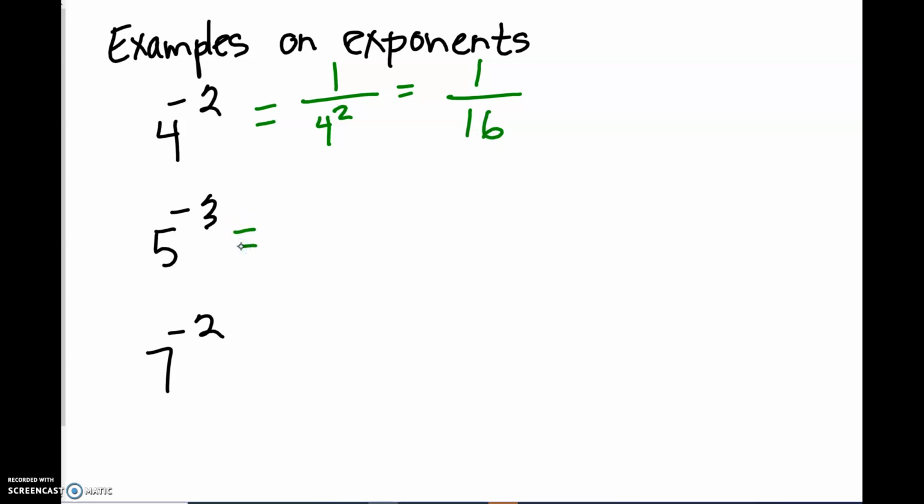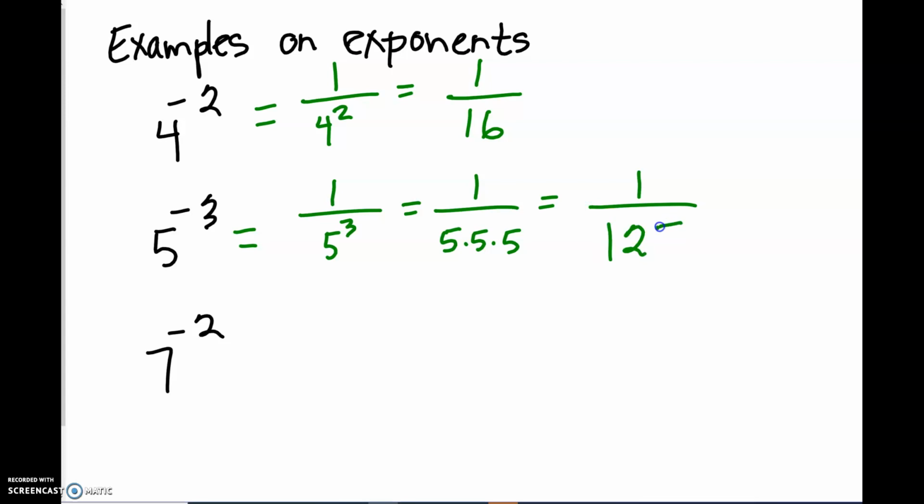5 to the negative third. At any time, remember, pause this video if you need to just stop and write it and then come back. So 1 over, and we're going to write this as 5 to the 3rd power. So some of you might know what that is. Some of you might need to go 5 times 5 times 5. And so we get 1 over 125.